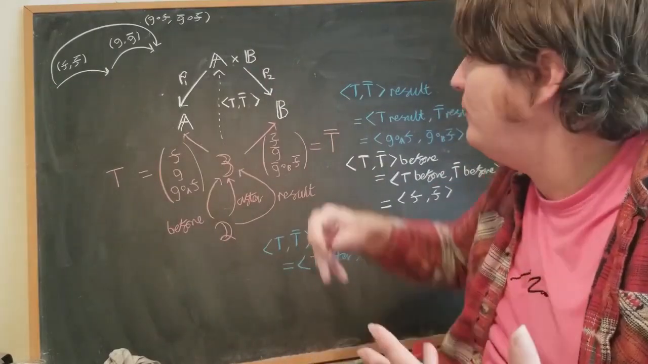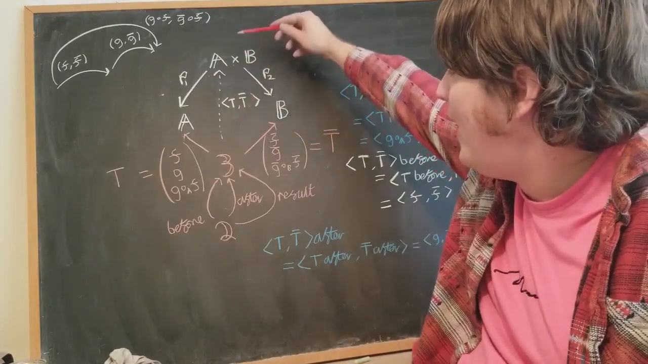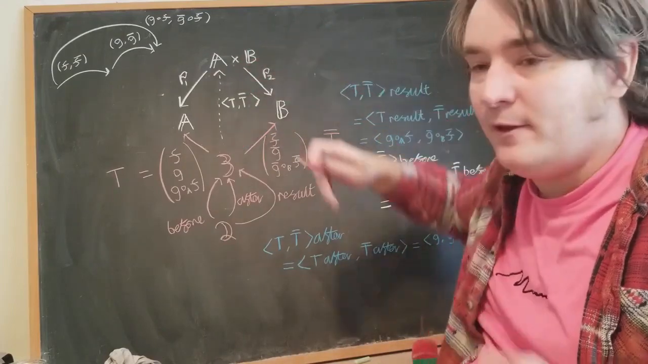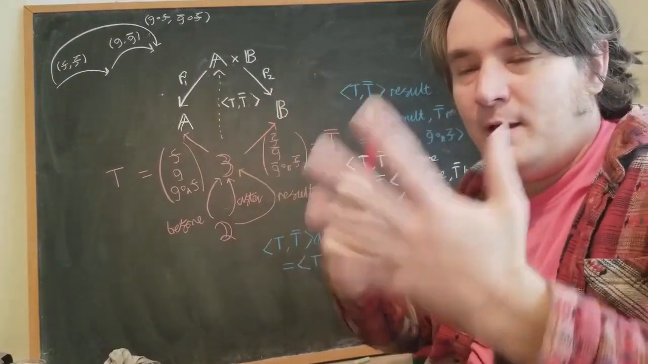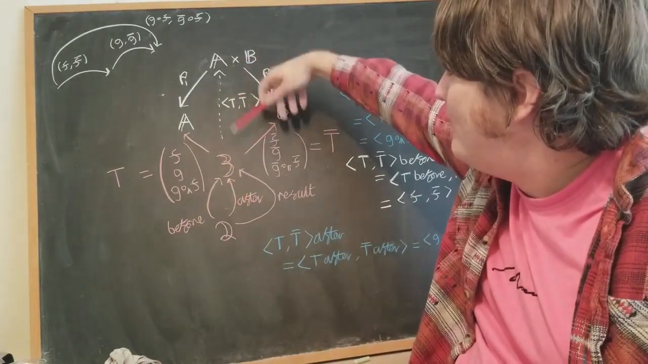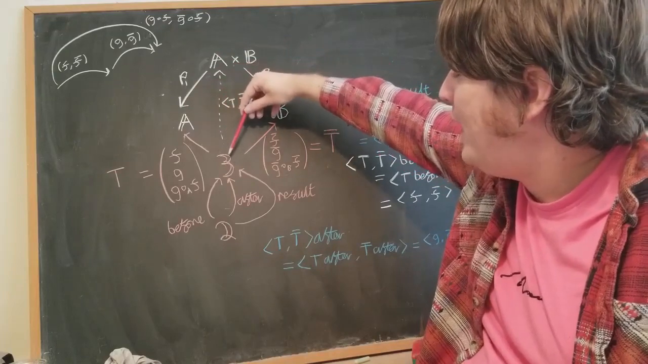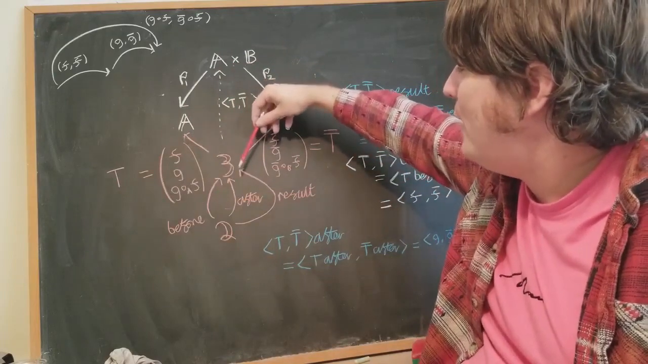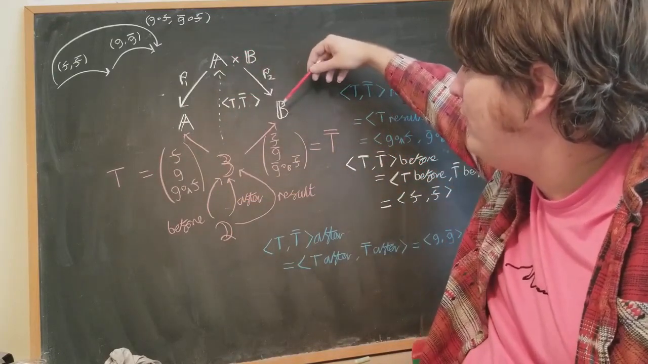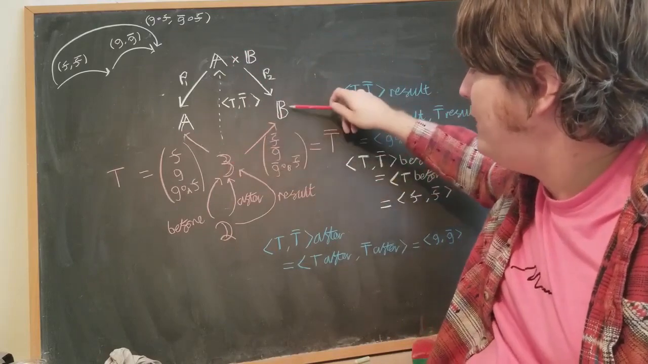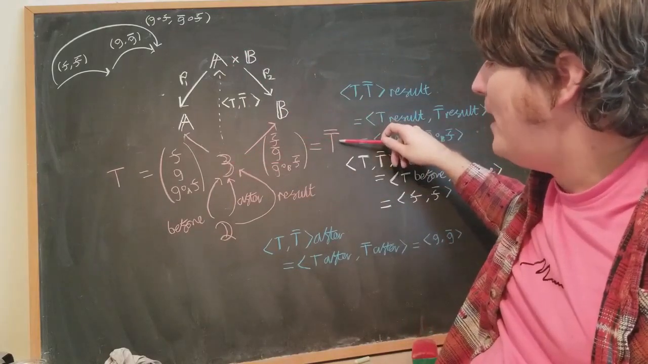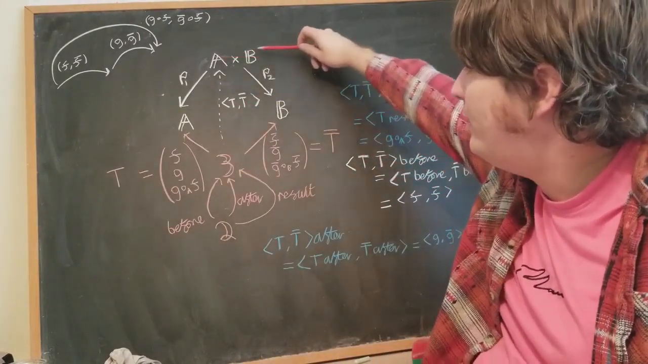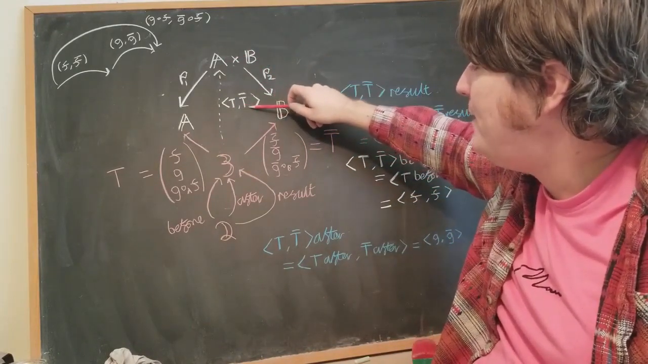So the first question we have to ask is, what should we call this arrow? Well, we know that this arrow from 3 to A times B picks out our triple involving the arrow composition. We know that if we do P1 on it, we'll get an arrow from 3 to A. Let's call that arrow T. And we also know that if we do this arrow and then P2, we'll get an arrow from 3 to B. So let's call that arrow T bar. So it seems like a good idea to call the arrow that goes into A times B T comma T bar.